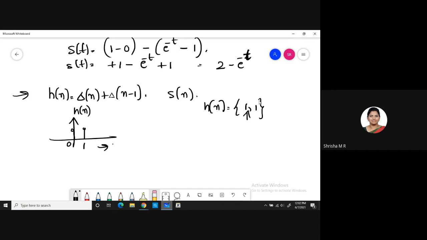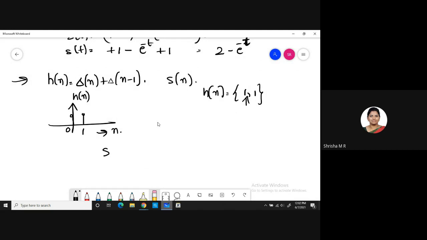This is your h of n. It is equal to delta n. Delta n means it is an impulse at n is equal to 0, plus delta n minus 1. So at n is equal to 1, it is equal to 1 amplitude. So this is your h of n. You have to find s of n. S of n is equal to summation k is equal to minus infinity to n h of k.